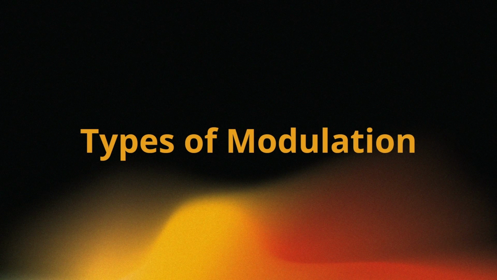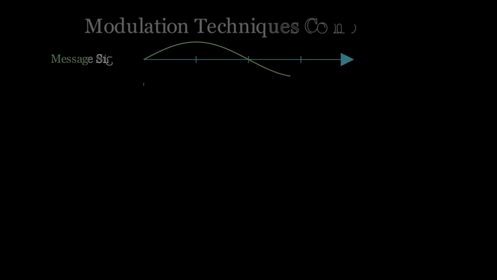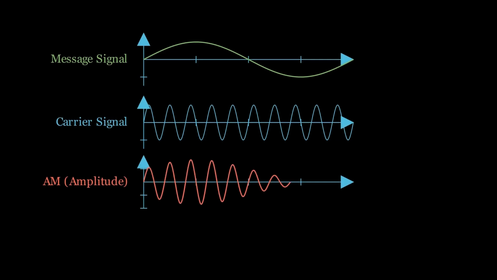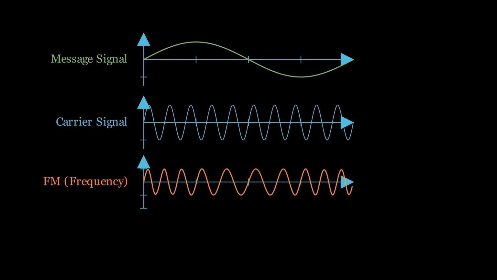As for the types of modulation, there are a lot of types. But for example, you have two types, which are AM, amplitude modulation, and FM, which is frequency modulation. So this is a message signal and a carrier signal, and in AM, amplitude modulation, we basically change the amplitude of the carrier signal, and for FM, we change the frequency of the carrier signal.